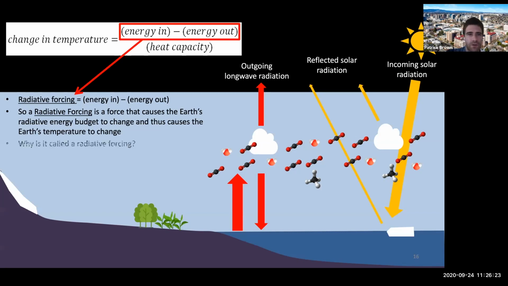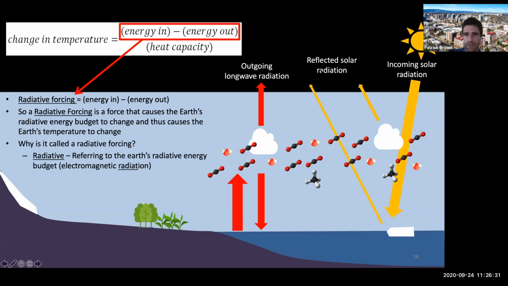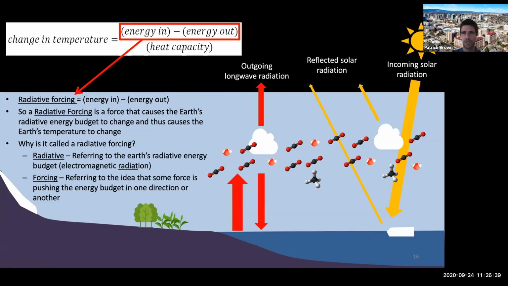It's called a radiative forcing because we're talking about electromagnetic radiation. So these components are radiation. And then forcing is just this idea that you're pushing the energy budget in one direction or another. You're forcing it to change in one direction or another. And that's going to be the only way that we can essentially change the Earth's temperature over a long period of time. To get warming or cooling, you have to impose a radiative forcing on the Earth's energy budget.